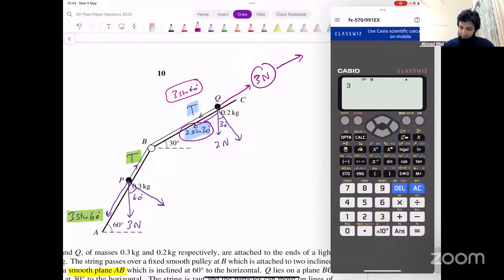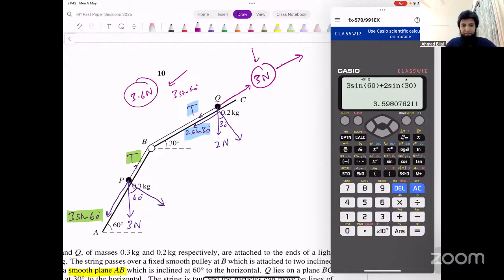3 sine 60. Make sure your calculator is in degree mode for your mechanics paper throughout. Angle unit degrees. Okay, 3 sine of 60 plus 2 sine of 30. In the downward direction, we have a force that is 3.5 Newton acting overall in this direction. Which one is bigger? 3 Newton is smaller. This is bigger. That means the particles are going to try and move down the plane because of that.